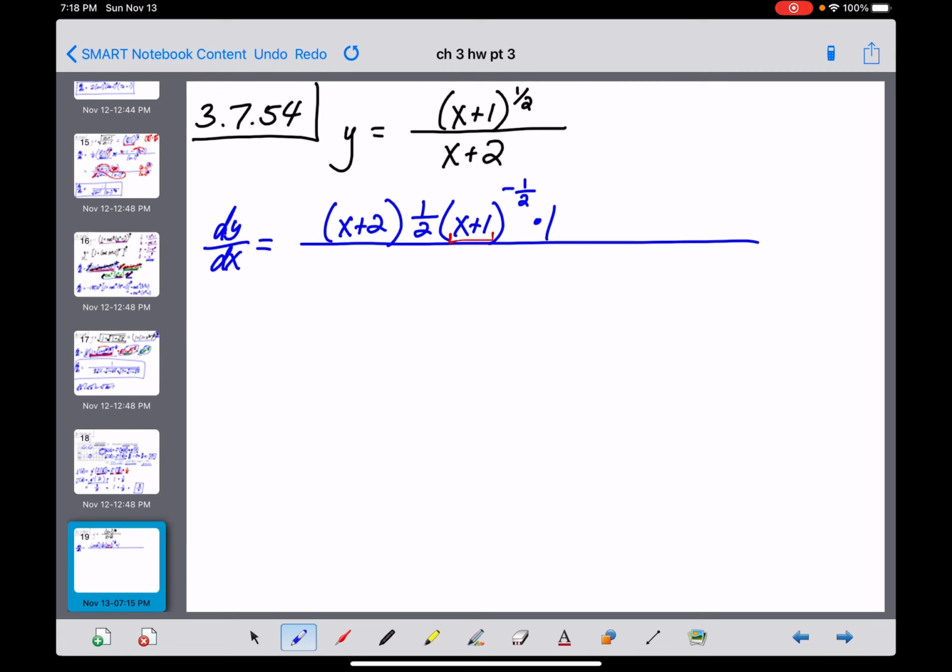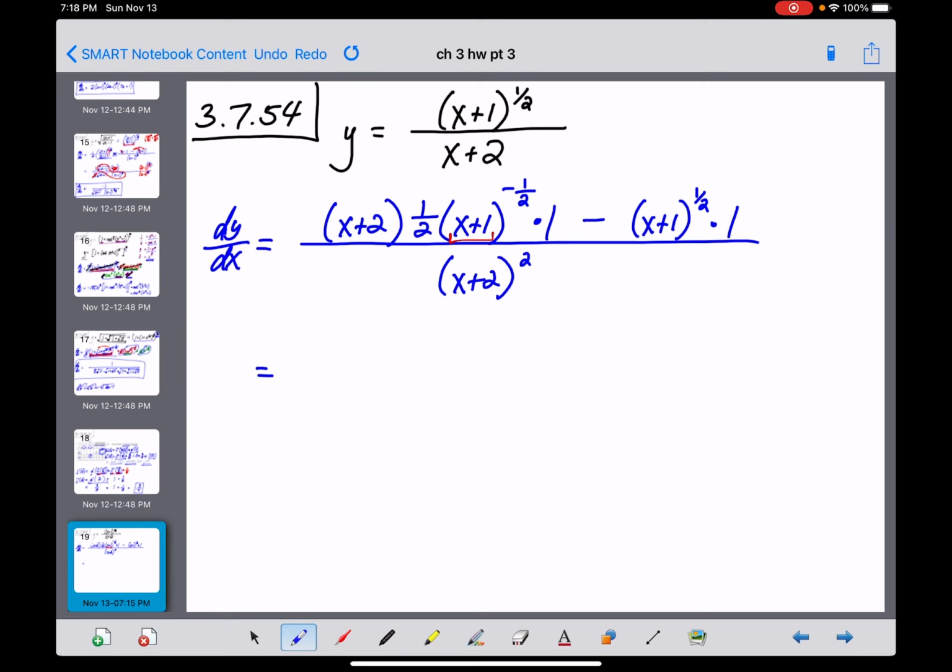So that's the first half of your numerator, bottom times derivative of the top, minus the numerator here, which is x plus 1 to the 1/2 power, and then times the derivative of the bottom, which again, that's just a 1 as well, all over your denominator, x plus 2 quantity squared. So that's it for the calculus, everybody. Now let's see what we can do to try to clean this up a little bit.